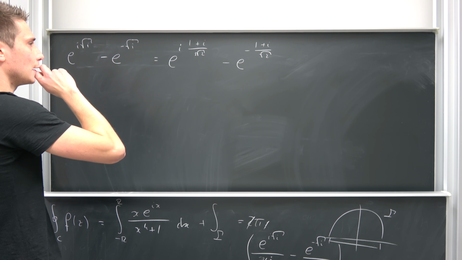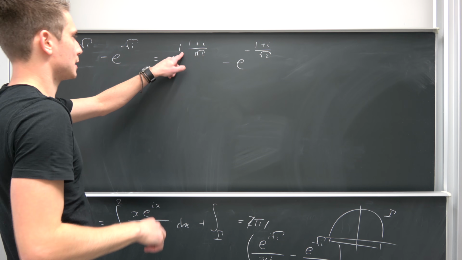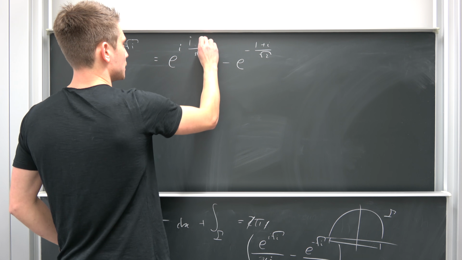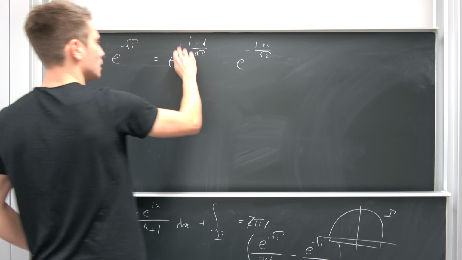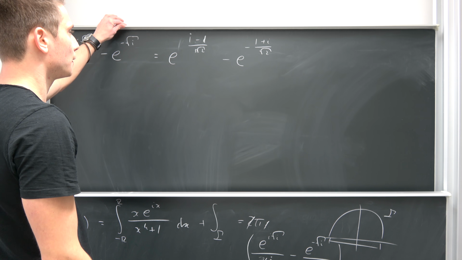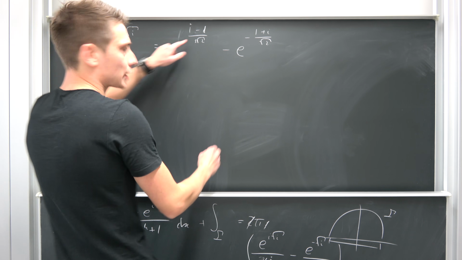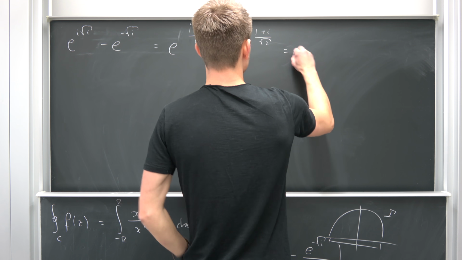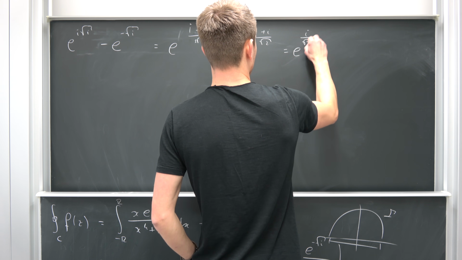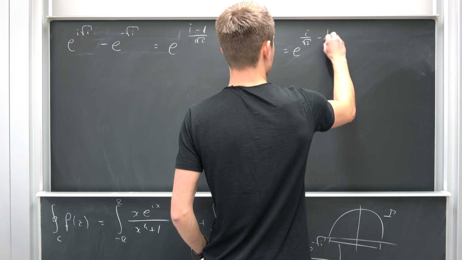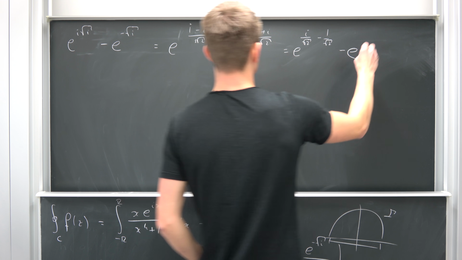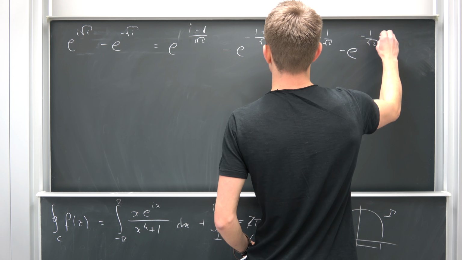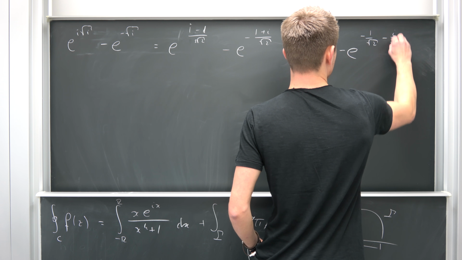Okay, and actually we can distribute this I into here to get an I up here and negative 1 right here. I hope you can see where this came from. And actually we can break this up. So this right here, the numerator is additive. So we get e to the I over square root of 2 minus 1 over square root of 2 minus e to the negative 1 over square root of 2 minus I over square root of 2.